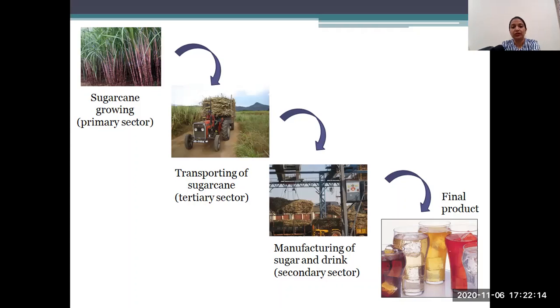So if there is no primary sector here in the sugarcane picture, it will be difficult for the transportation system also to run. And definitely, when there is no raw material, there will be no finished good. If there is no finished good, there is no manufacturing happening. So there will be no requirement of transportation, telecom services, or banking services, isn't it? So that is how all these sectors are interdependent.